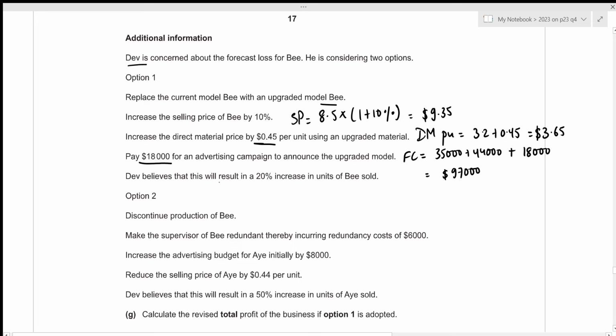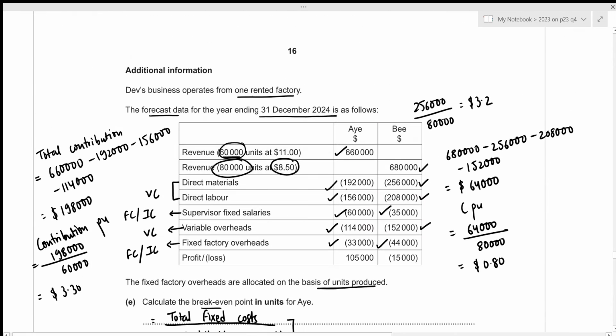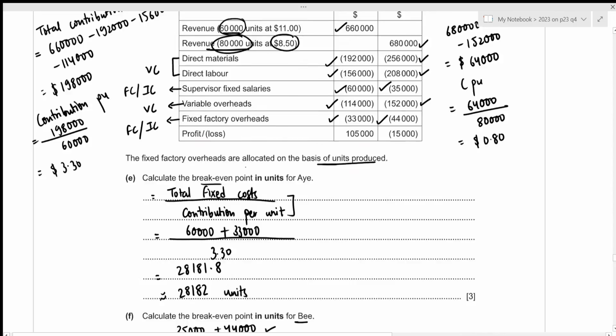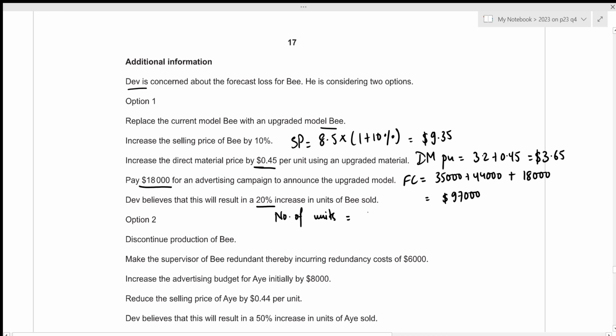Then Dave believes that this will result in a 20% increase in units of B sold. Okay, let's increase our number of units. Previously, B had 80,000 units. Now we need to increase it by 20%. Times 1 plus 20%, which results in 96,000.